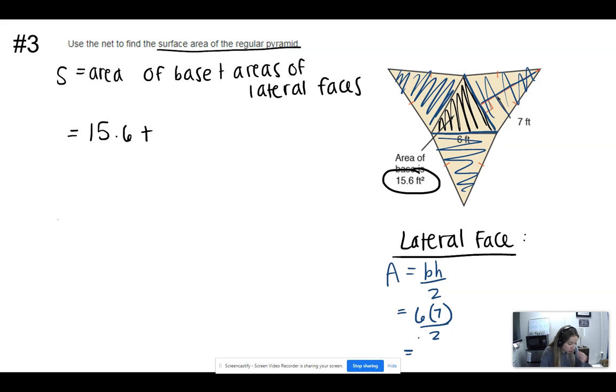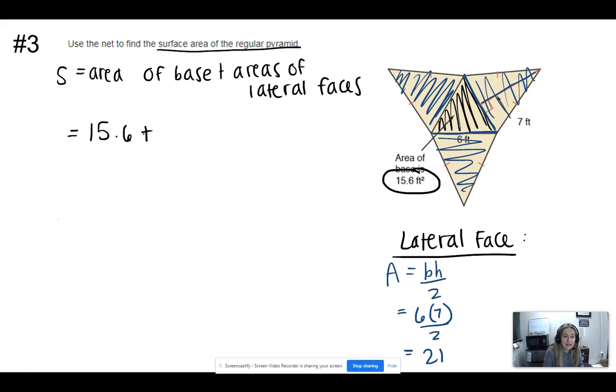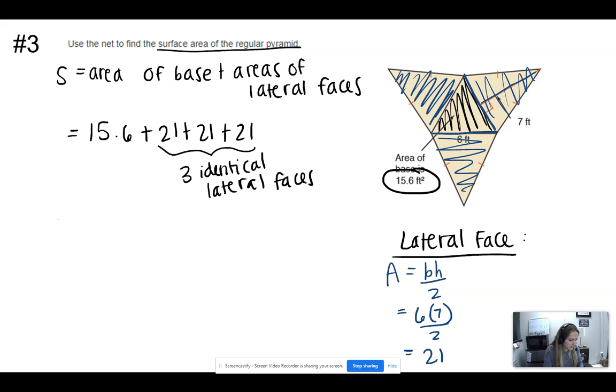6 times 7 is 42. Divided by 2 is going to give me 21. So I know the area of each of these lateral faces is 21. So now let's add it together. So we are going to add 3 21s because there are 3 lateral faces. So 21 plus 21 plus 21. And that's because these are 3 identical lateral faces. And then finally, I'm just going to add them all up, and that's going to give me 78.6 feet squared. Okay, make sure you have this down, and let's move on to the next one.